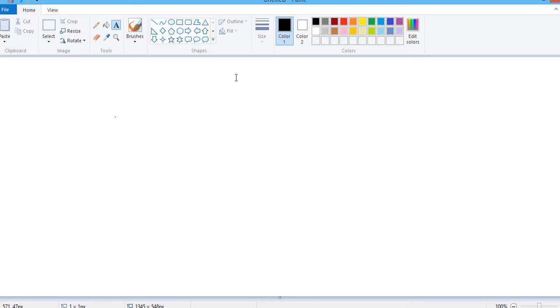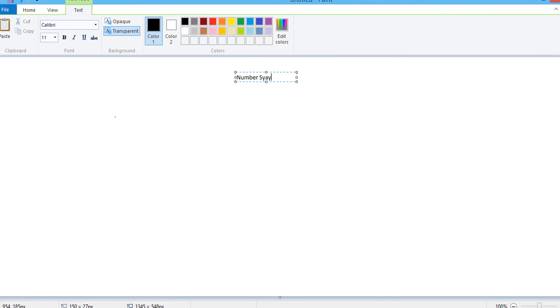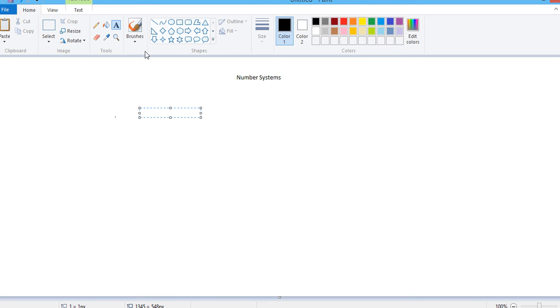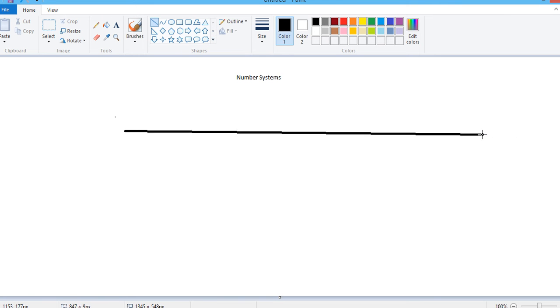So, number systems. Today I will be representing all of the numbers in a line. I think now you guys are aware of what the positive numbers and the negative numbers are. Positive numbers are 1, 2, 3, 4, 5, 6 and so on, and negative numbers are -1, -2, -3. So I am representing all of the numbers in a line.